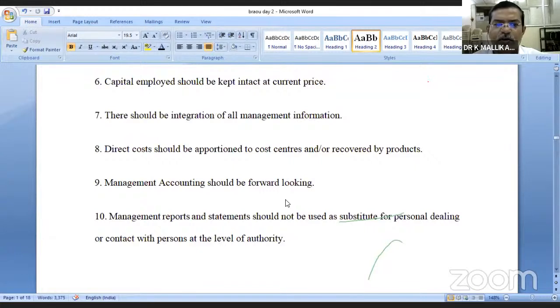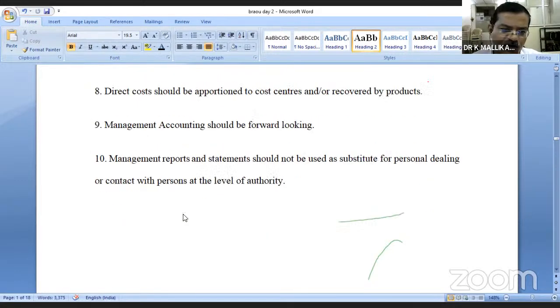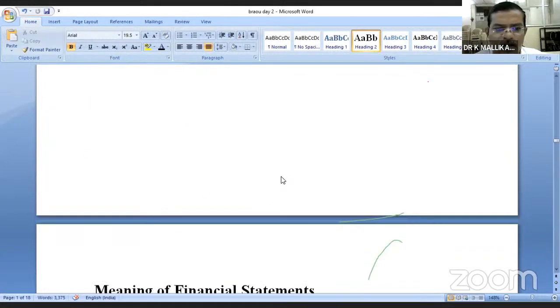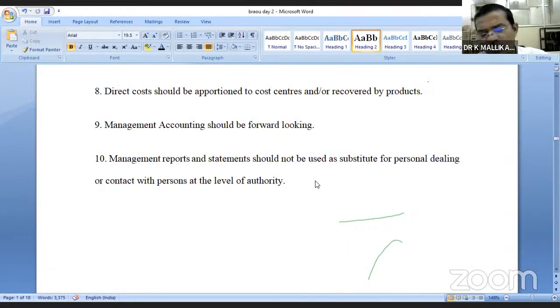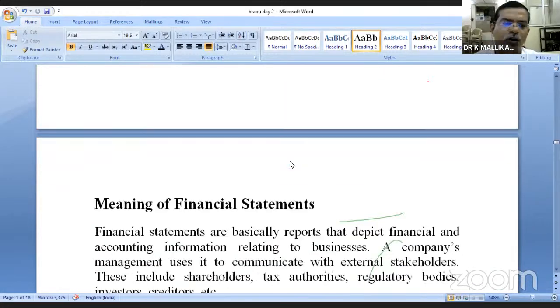Direct cost should be allocated to the cost center. So whatever the cost is, it is already allocated to the concerned departments. Right? Management accounting should be forward looking. So management reports and statements should be used for substantial personal dealing with context. So this is the total Block 1. Block number one has 2 units. So far we discussed. Now we move to Block number 2.